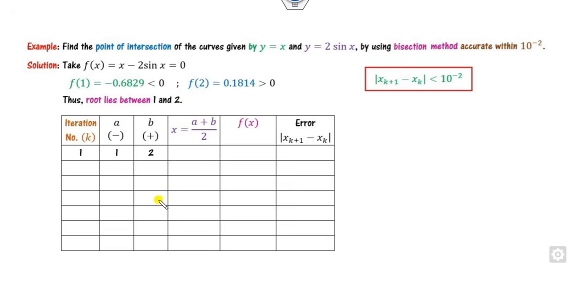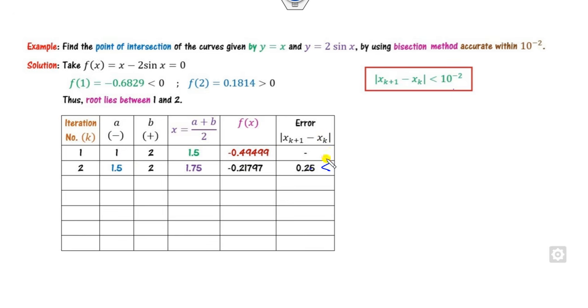Now we can start with the table. f of 1 is negative, so I can take the negative sign here. This number is my 1.5. I can substitute this value here. Since this is a negative number, I can replace this number on the negative side. So it's 1.5, it's 2. So this number is 1.75, a plus b by 2. We can find this number here. So how many iterations did we need?